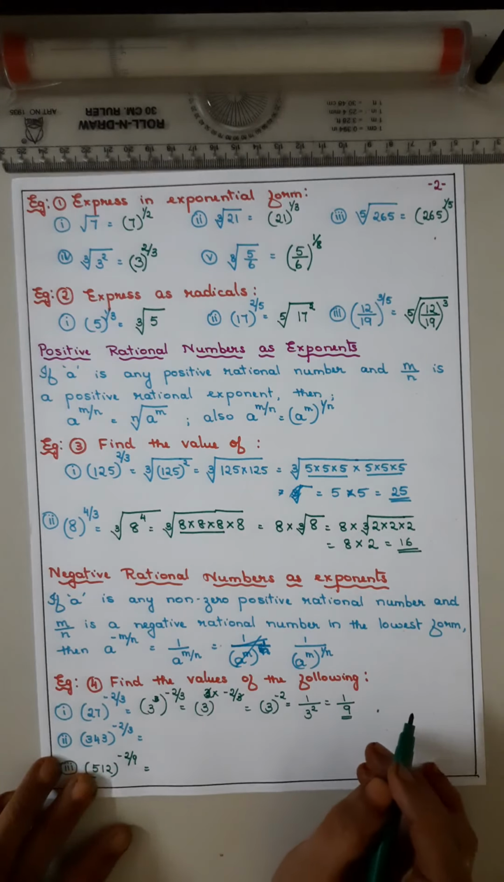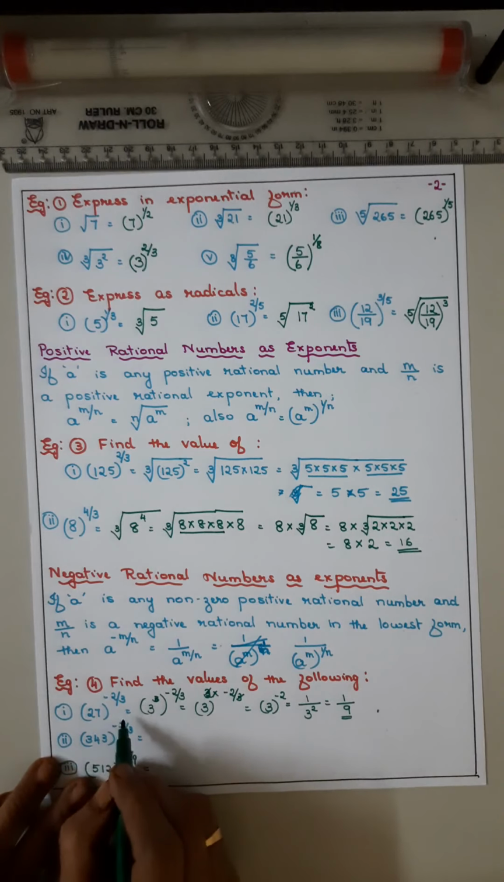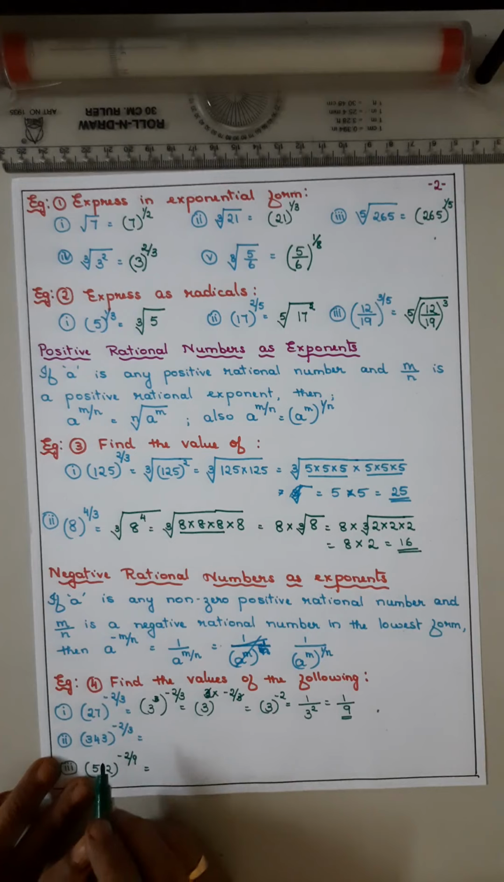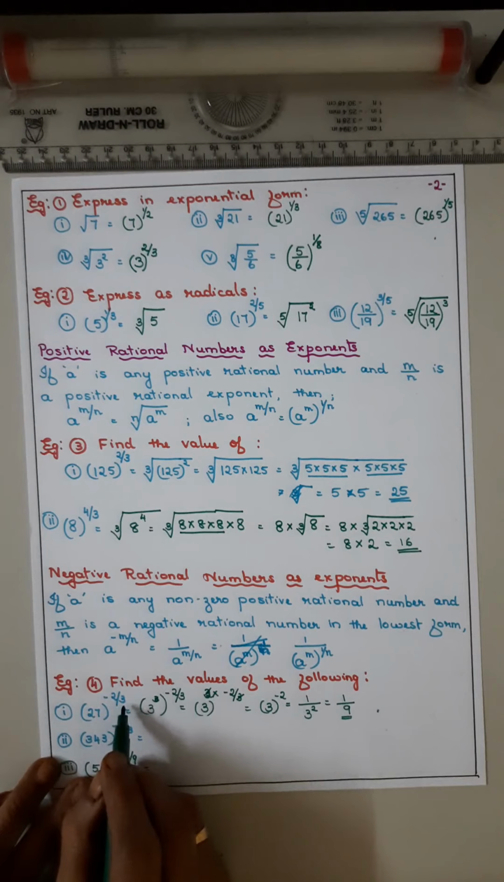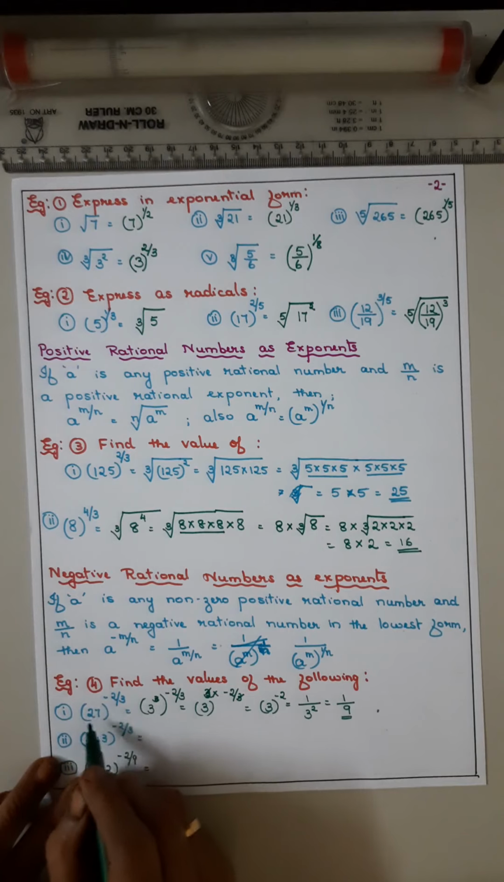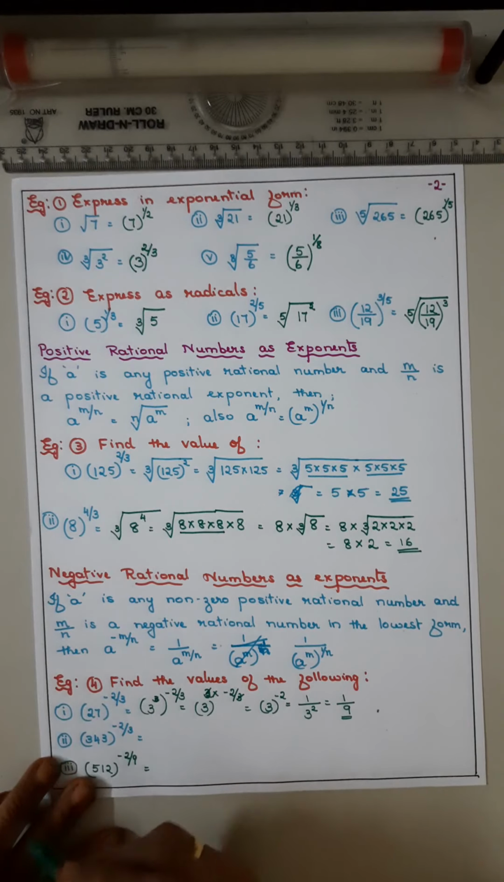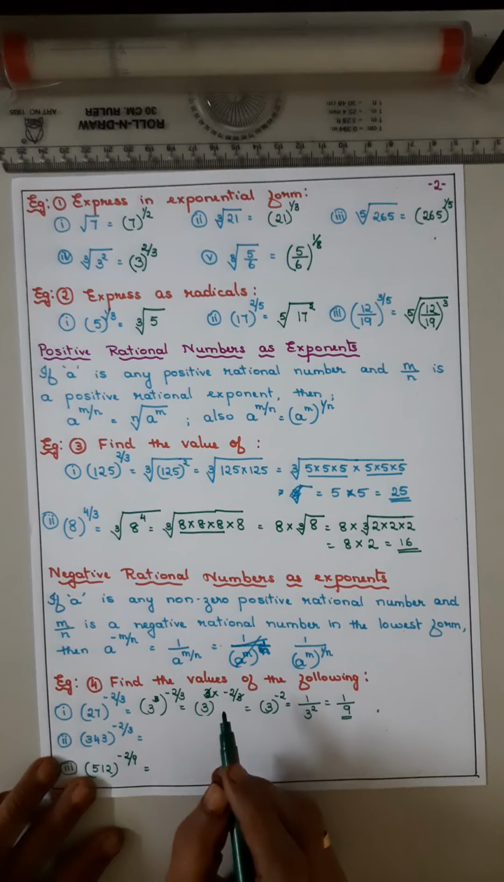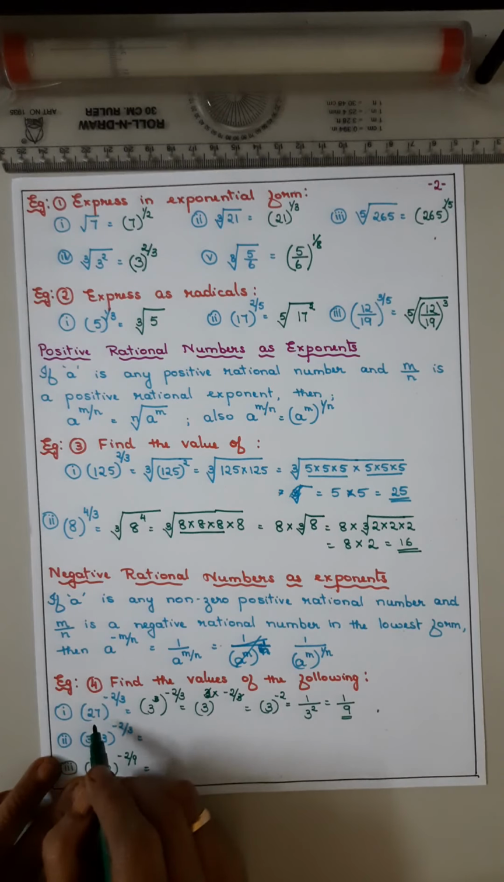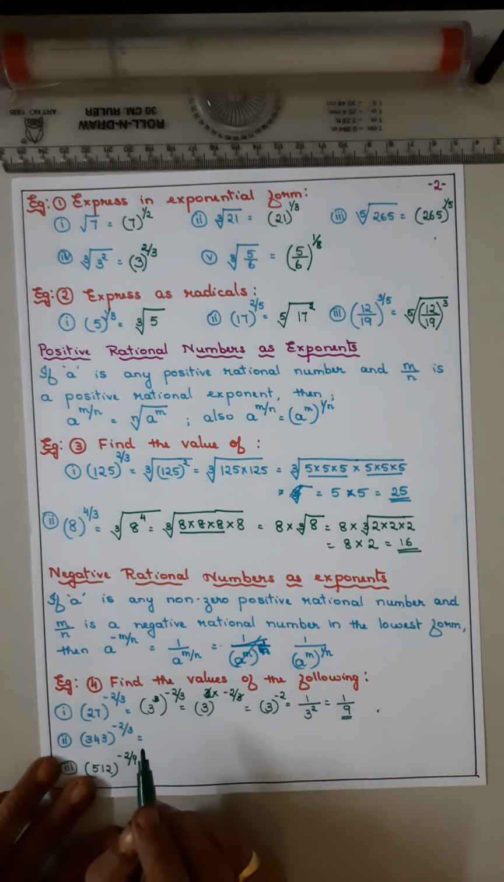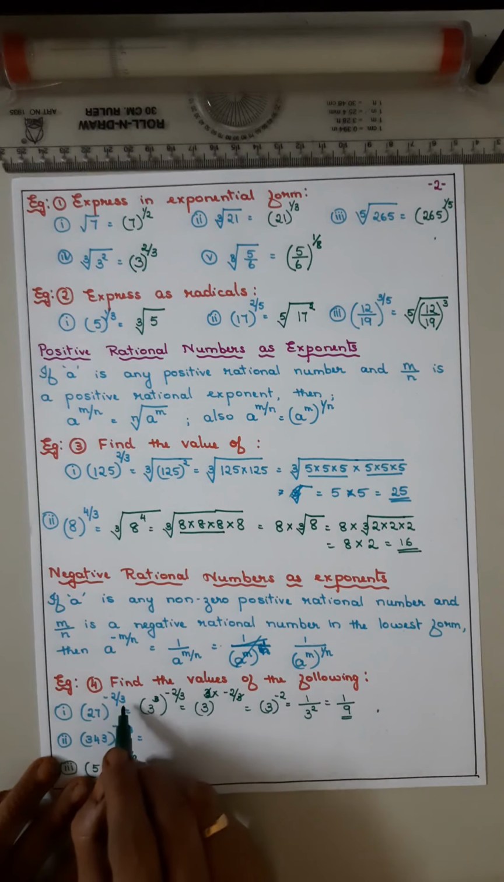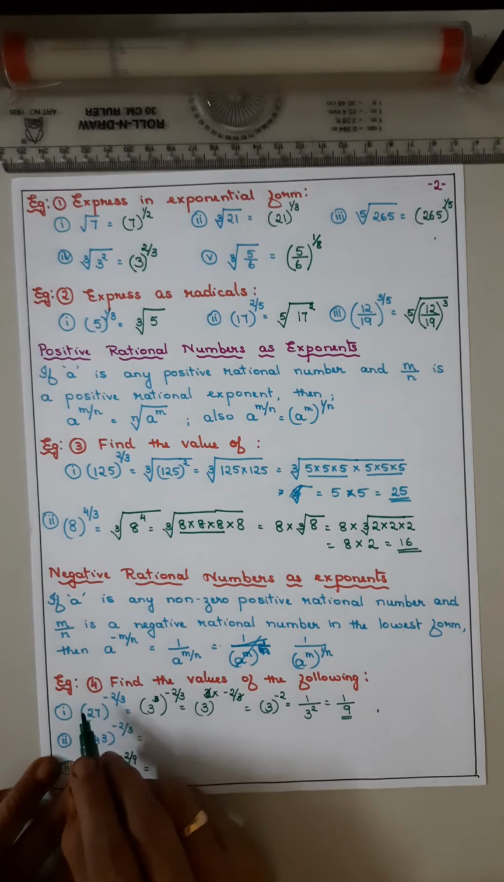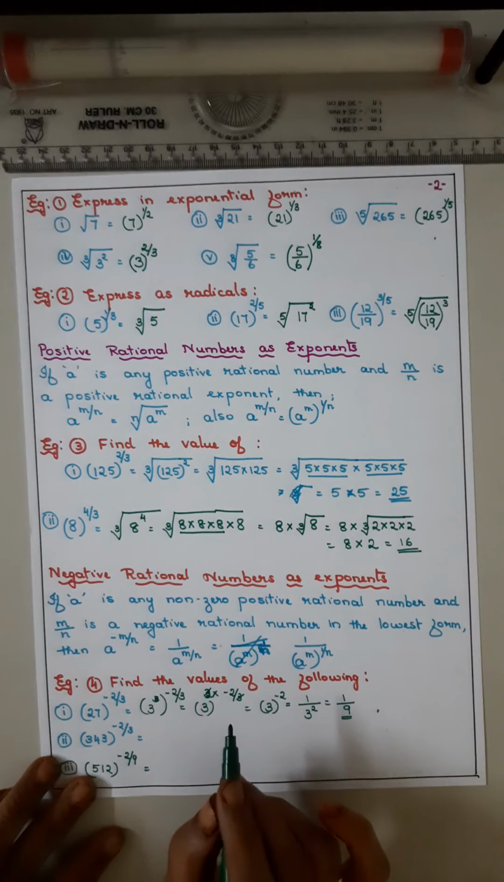Find the values of the following. 27 to the power minus 2 by 3. The power is minus 2 by 3. Now 27 can be written as, the denominator of the power is 3, so 27 should be written as some number with the power 3. Now 27 can be written as 3 cube. Yes or no? 27 is 3 cube. Means what do we have to do? Here the denominator is 3, so convert this number into a power of 3.